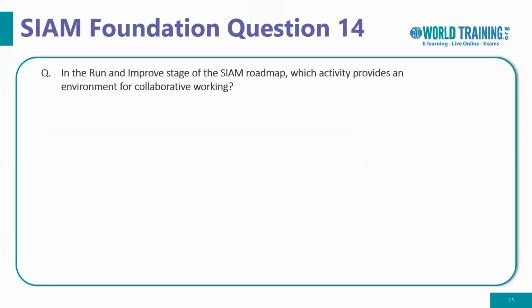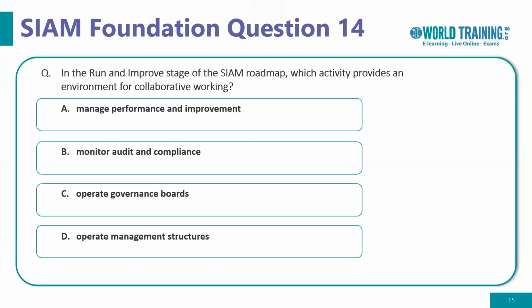Let's look at question number 14. In the run and improve stage of the SIAM roadmap, which activity provides an environment for collaborative working? So again, we need to understand that run and improve is the last stage of the SIAM ecosystem or SIAM implementation. Here we are talking about what is the environment where collaborative working is possible.